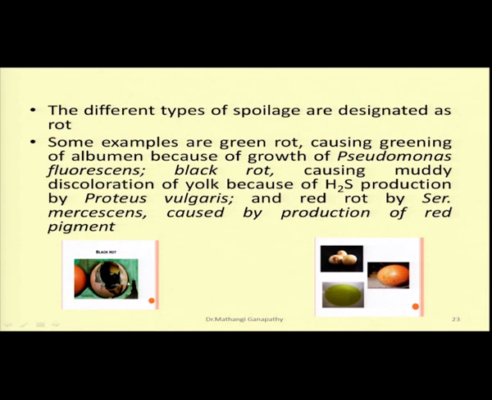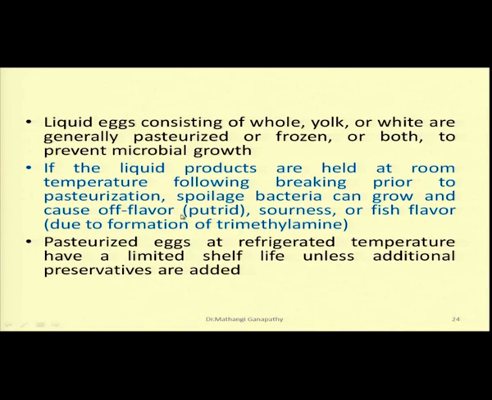So, this picture shows the black rot, for example. You have the green growth because of the presence of Pseudomonas here. So, these are the normal damages, microbial spoilage, which is seen in raw eggs.